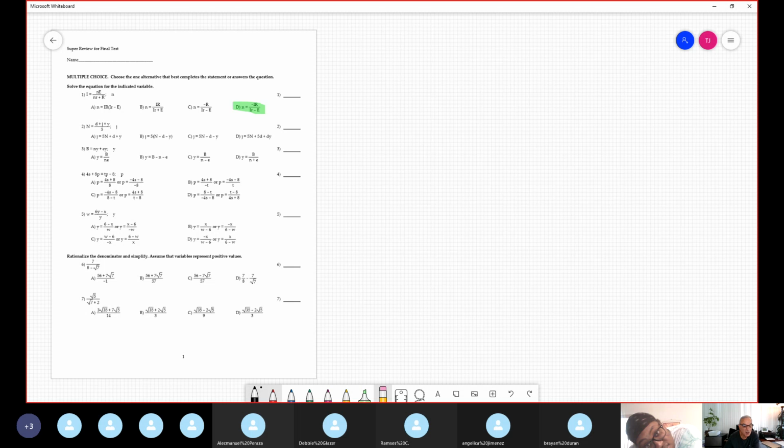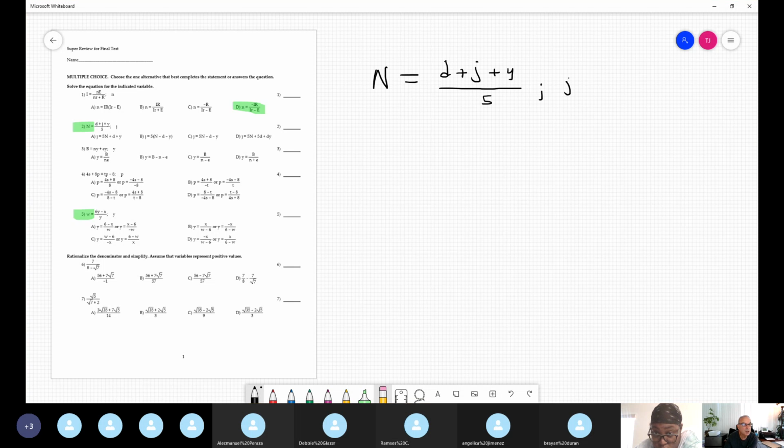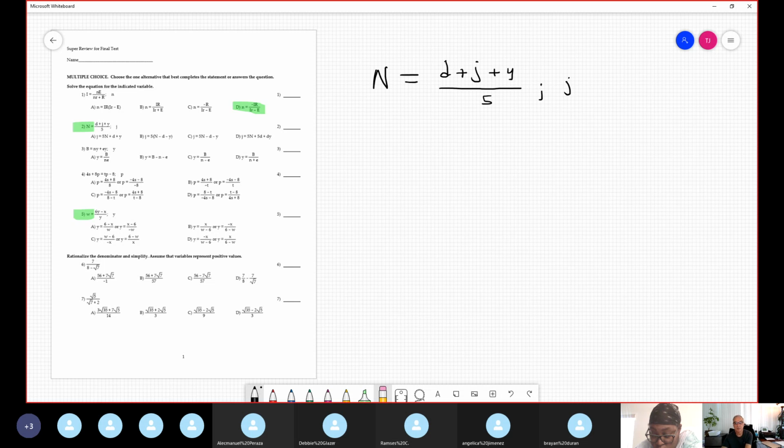Now, in number 2, let's do number 2. Number 2 is good. Number 3 is the same, a repetition. And number 5. Let's do 2 and 5. For example, number 2 is capital M is equal to D plus J plus y over 5. And my goal is to solve for j. Yeah, solve for j.